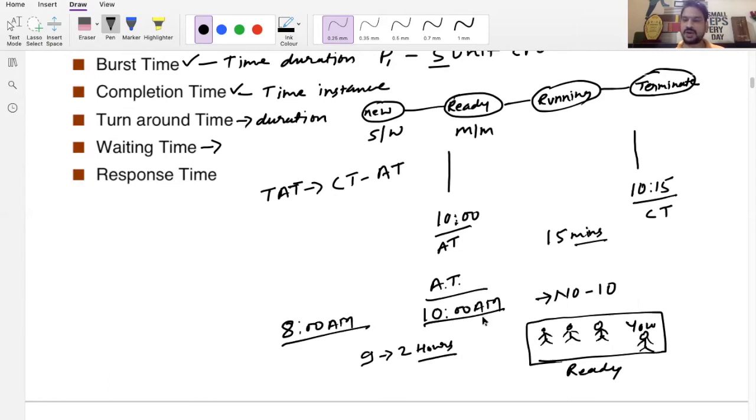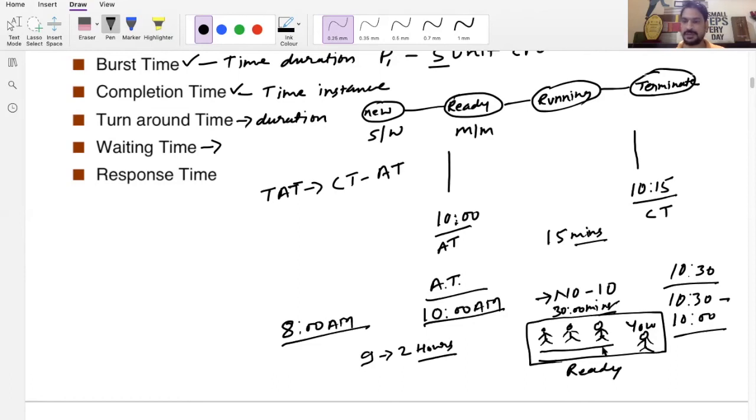So you came at 10 o'clock, maybe three people will take half an hour. So what is your waiting time? Your waiting time is half an hour. Once you get the CPU, that particular time, and when you arrived, we do the minus. So let's say you got the CPU at 10:30. So what is the waiting time? Waiting time is nothing but when you get the CPU, that is 10:30, minus when you came, that is 10 o'clock. That is your waiting time here.